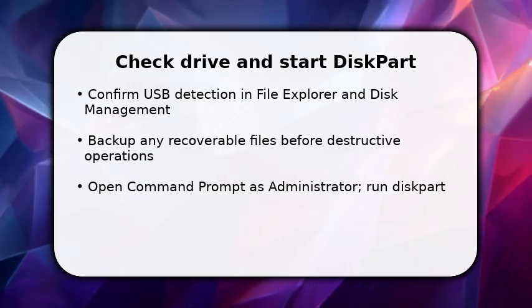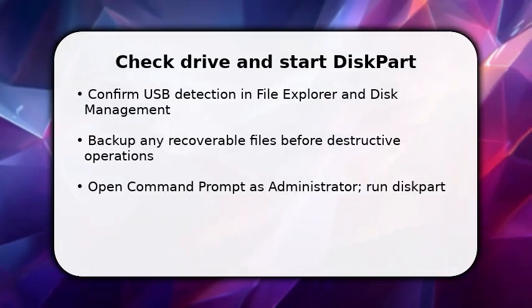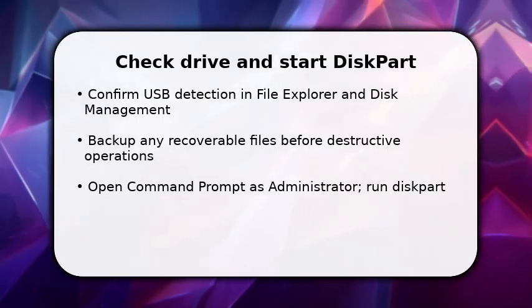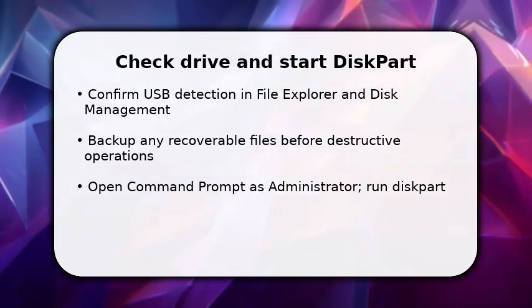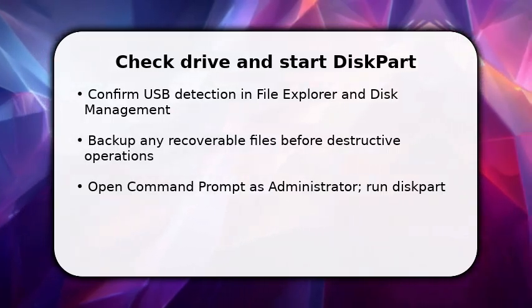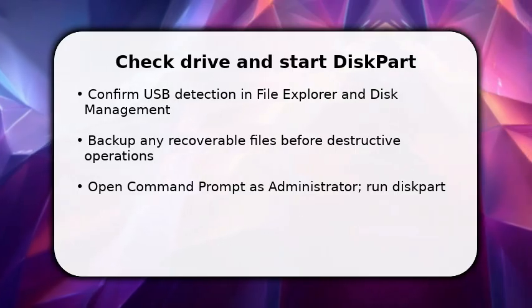You're starting with chkdsk and diskpart because Windows often fails when the partition table is corrupt. Once you open an elevated command prompt, type diskpart and press enter. Next, list all disks with list disk and identify your USB by size. Make sure you select the correct disk to avoid data loss. You select disk X where X is the USB number.